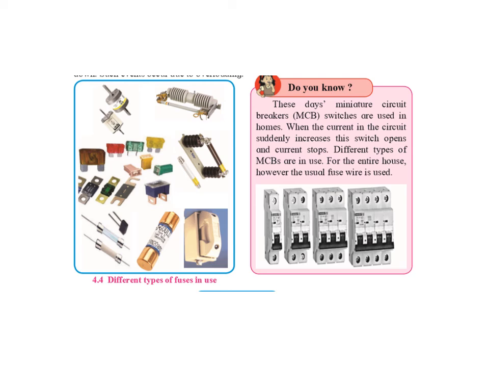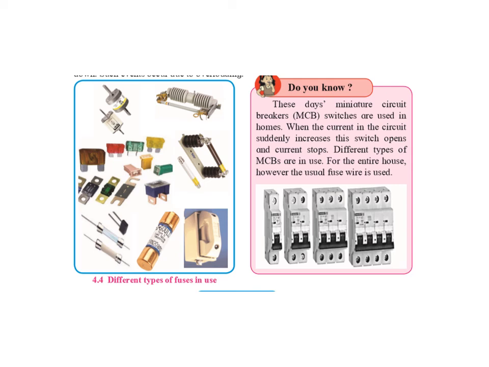But the difference between a fuse and an MCB is, as I told you, that a fuse cannot be reused, it has to be replaced. Whereas in the case of an MCB, it simply trips. It does not melt, it trips and it stops. After some time, the electrician, or even we, if you know how to, can easily reuse it by flipping the switch back on.